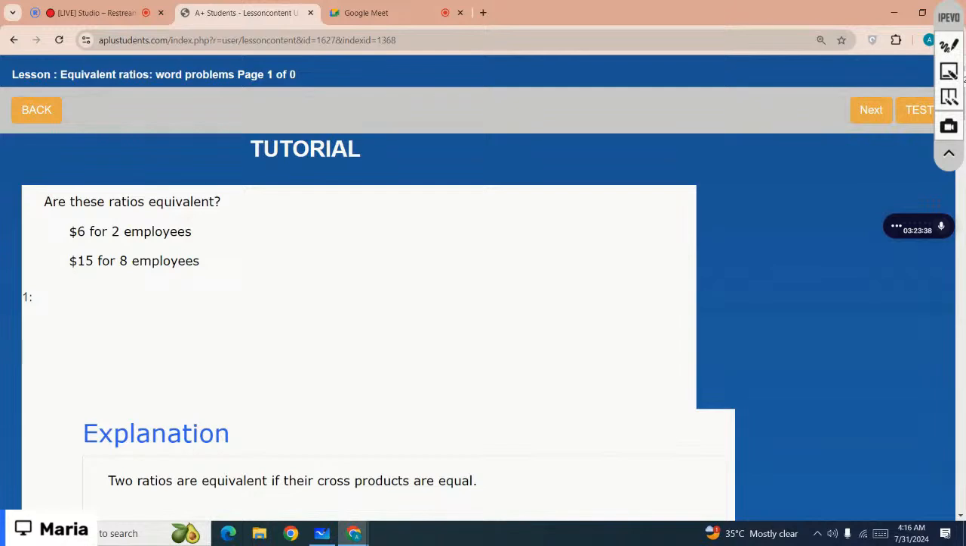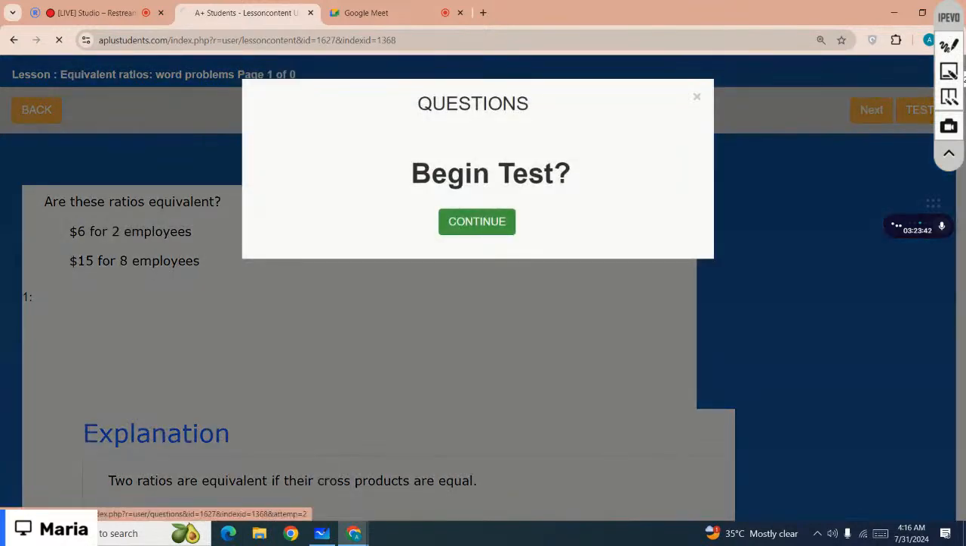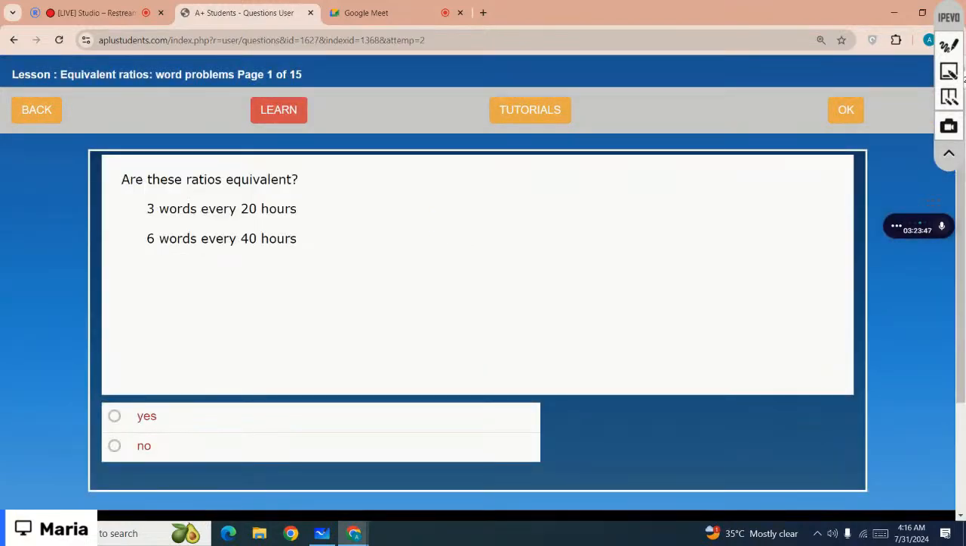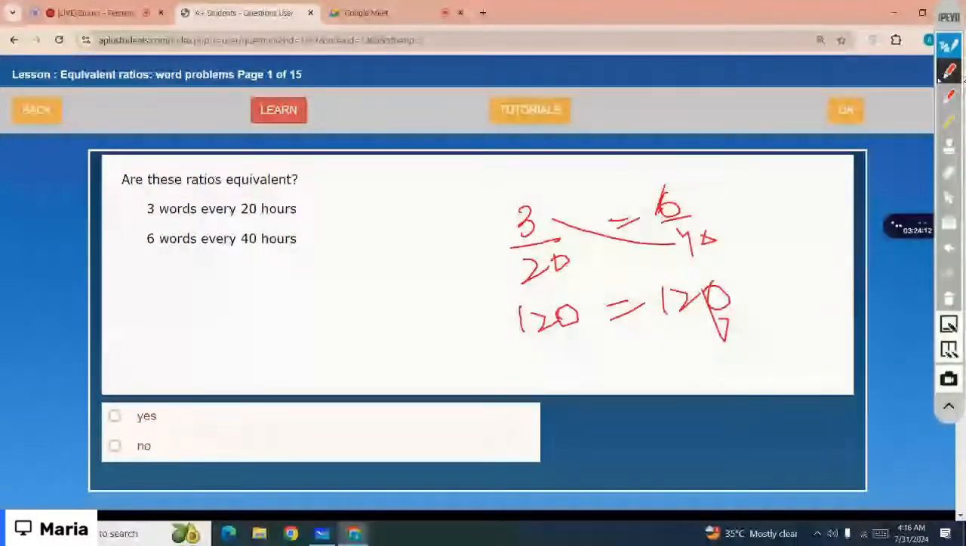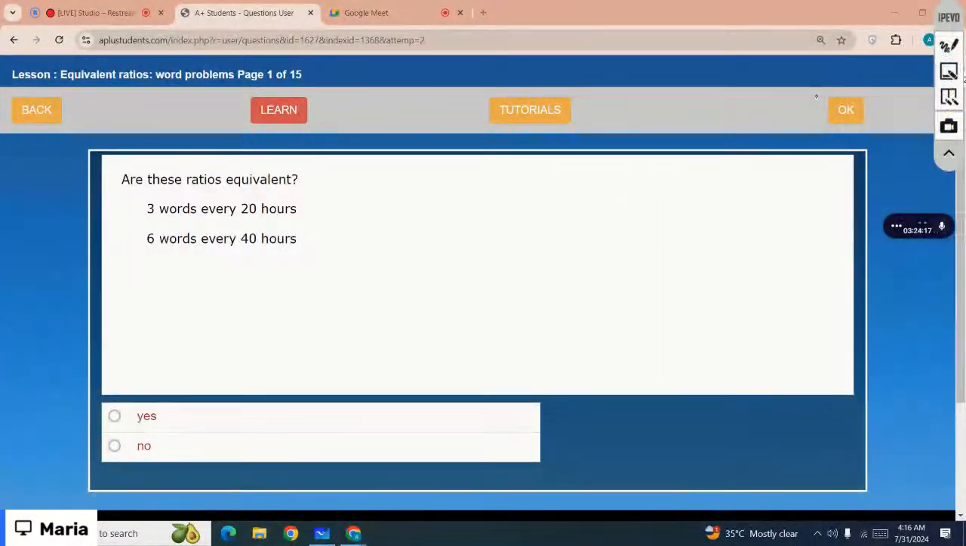Okay, let's start with the test questions because we already know how to solve them. Are three words every 20 hours and six words every 40 hours equivalent? Which is the correct option? You have to form a proportion, right? That would be 3 over 20 and 6 over 40. 3 times 40 is 120, and 6 times 20 is 120. And the correct option is yes.